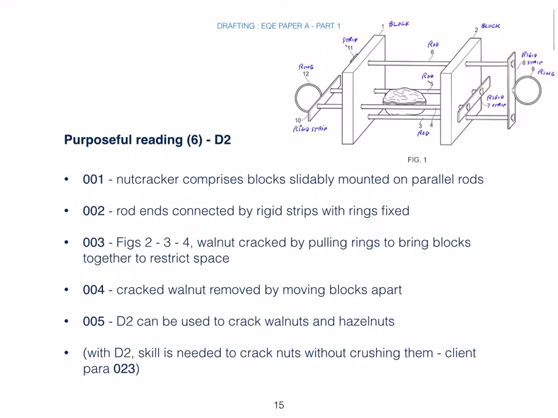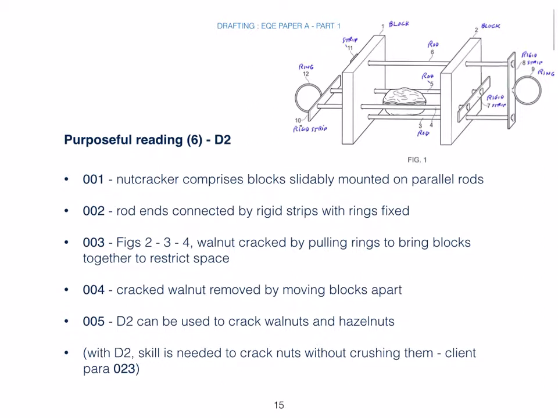That's paragraph 2. So all I've noted down is the rod ends are connected by rigid strips with fixed rings. And we turn to paragraph 3, which is referring to the operative figures 2, 3 and 4. Let's see, paragraph 3. To crack a walnut, the walnut is placed in the space between the blocks 1, 2 and the rods 3 to 6, figure 2.